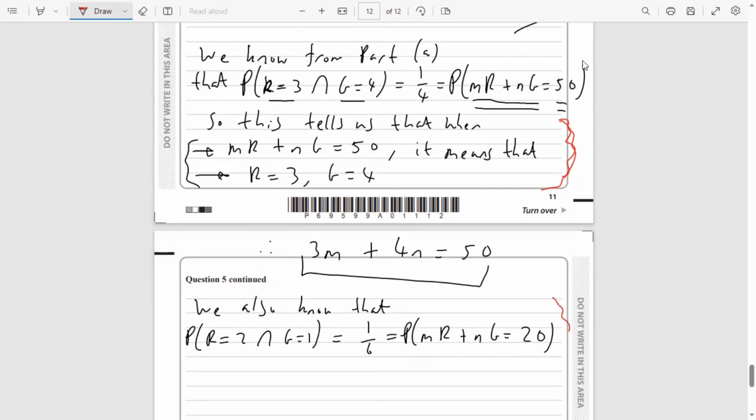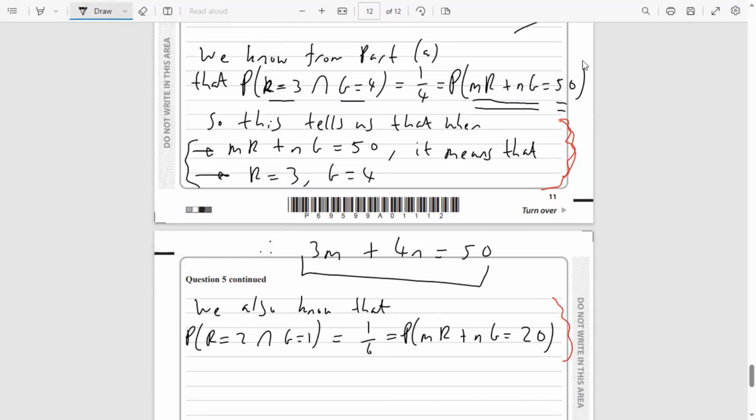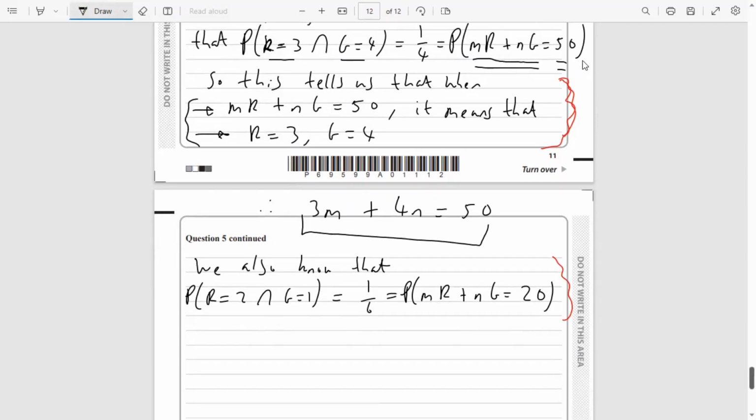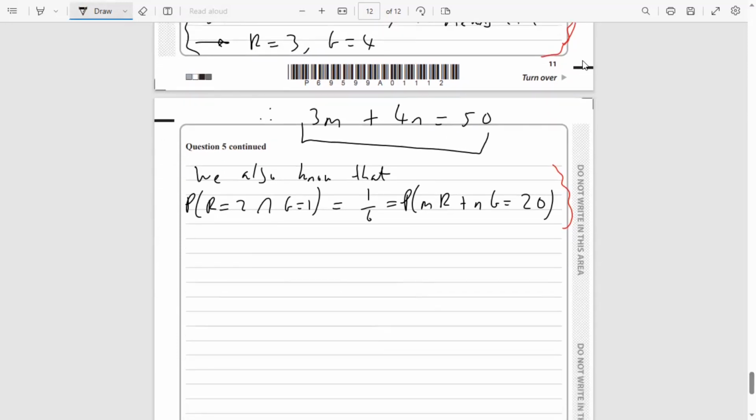But in this new scenario down here, the number we get on the red spin and the number we get on the green spin is going to be different. So we just got to be careful that capital letters in stats are not fixed numbers, they're random numbers, so they can change depending on when you spin the spinner. So in this case, if we go to this new equation, the probability that we get 2 on the red one, 1 on the green one is 1/6. But that's also the same as the probability that we get MR plus NG is equal to 20.